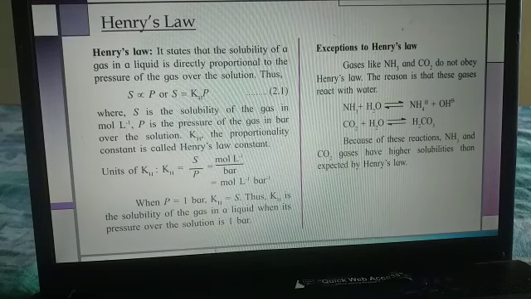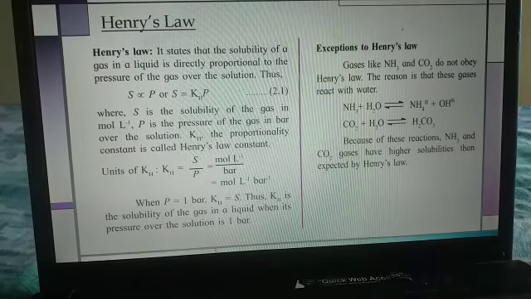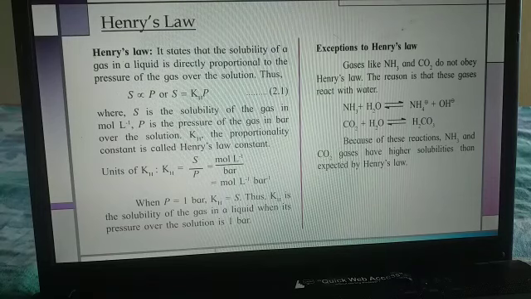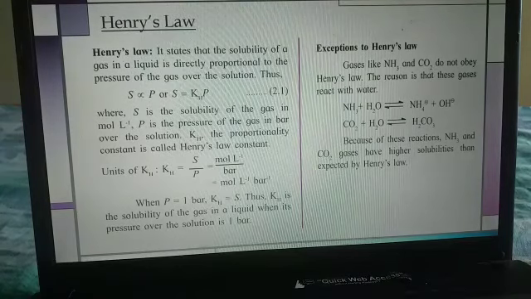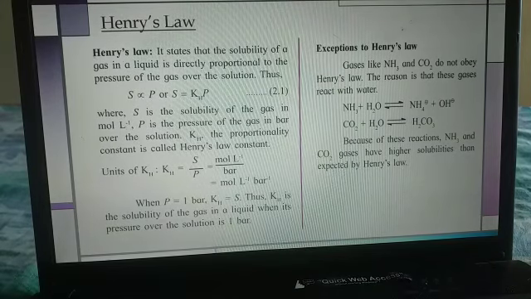According to Henry's law, the solubility of a gas is related to external pressure. This law states that the solubility of a gas in a liquid at constant temperature is proportional to the pressure of the gas above the solution. Here S is the solubility of the gas in mole per dm cube. According to Henry's law, S is directly proportional to P: if solubility increases, pressure also increases; if solubility decreases, pressure also decreases.